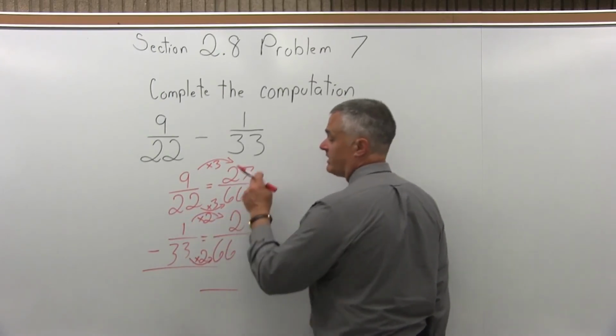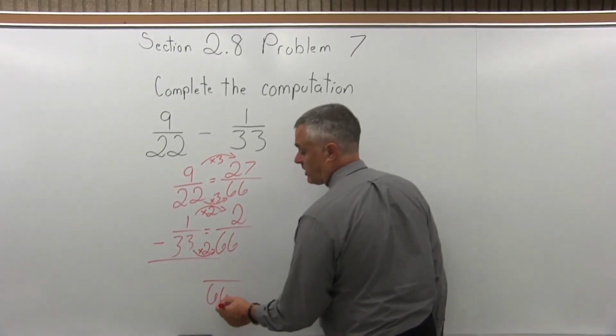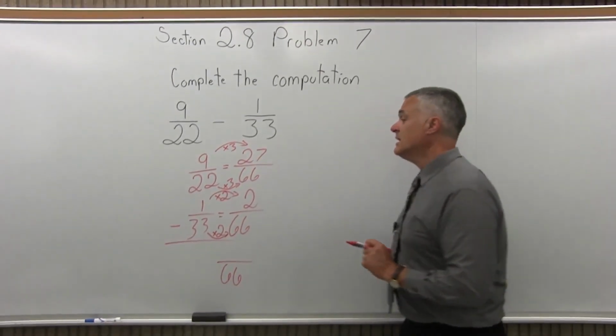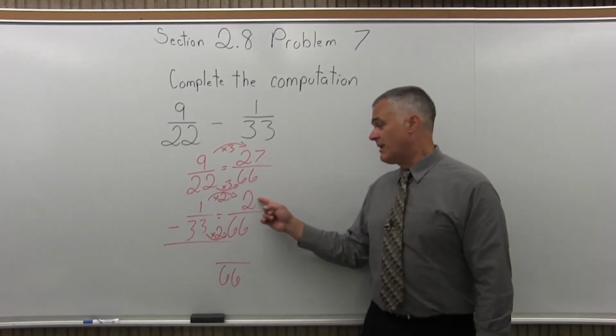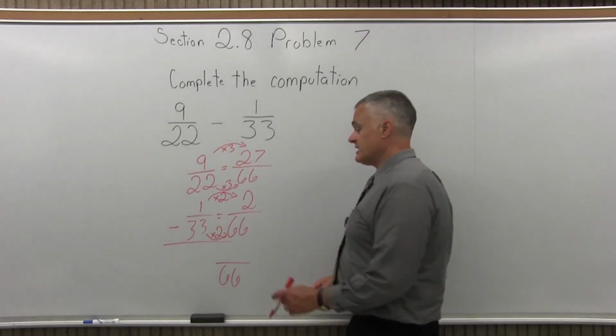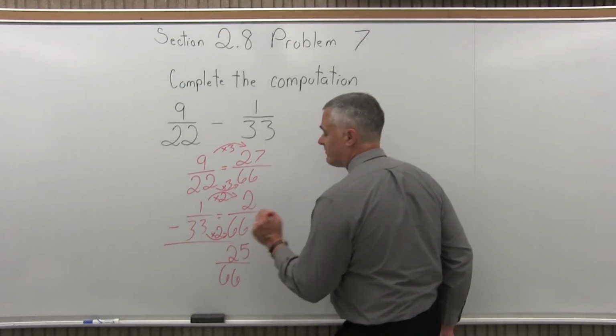So now I can go ahead and combine the numerators. The denominator of my answer will be whatever the common denominator is, 66. Now, let's subtract 27 minus 2. 27 minus 2 is 25. So I get a result of 25 over 66.